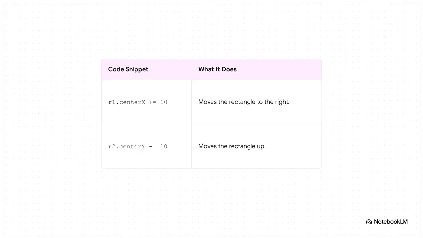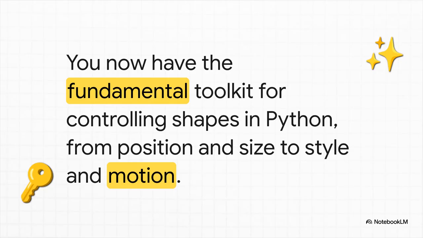So by repeatedly adding a little bit to the center X property, you create this perfect illusion of smooth motion to the right. And by subtracting from the center Y property, you move it up. This is it. This is the core principle behind pretty much all animation in code. And there you have it.